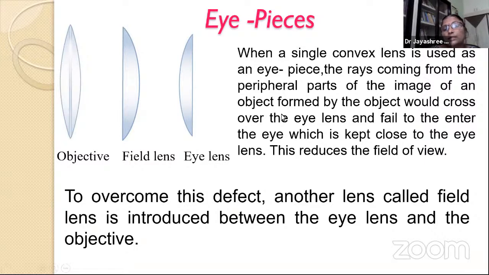Whenever we consider a single convex lens as an eyepiece, the rays coming from the peripheral parts, that is nothing but the edge.